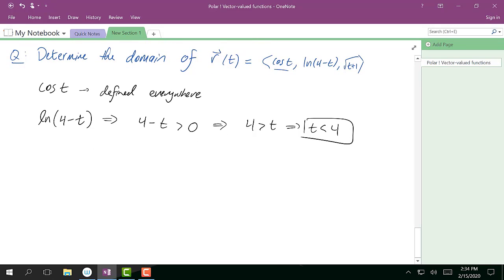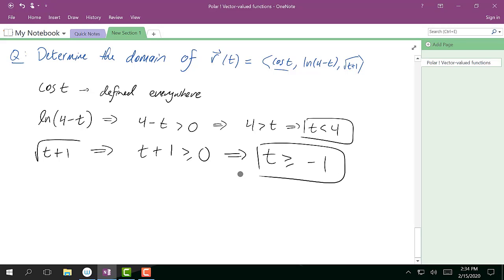Okay, and we look at the last one, square root of t plus 1. We know we can't take the square root of a negative number. So in inequalities, t plus 1 has to be greater than or equal to 0, so t has to be greater than or equal to negative 1. We're only going to have problems when we look at natural log, square root, or when one of our components is a fraction, since we can't divide by 0.